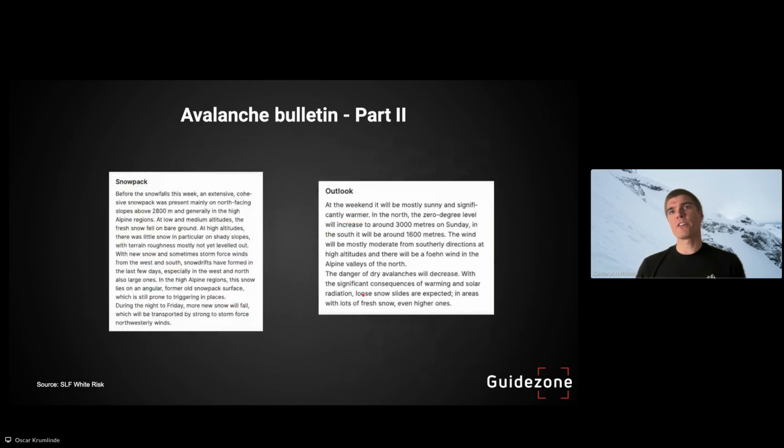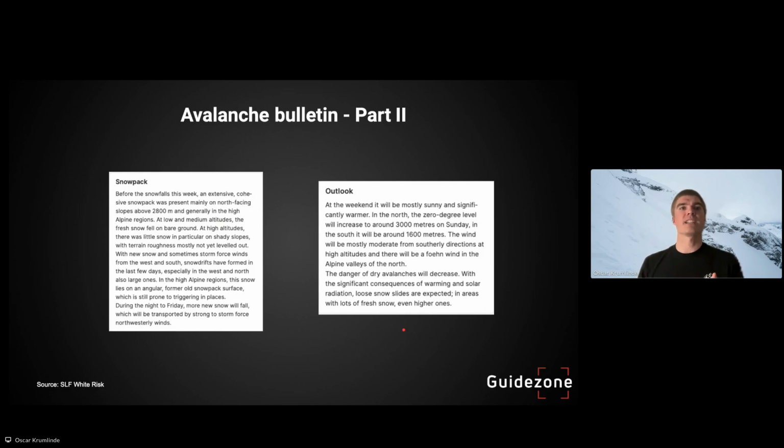You also have additional info in the bulletin. They describe the snowpack, which is very relevant for you to understand where the weak layers are present, and at what angles I need to look out for certain things. So if you're a bit more experienced and want to learn more, I think it's hugely helpful to actually read the snowpack description as well. And then they give you an outlook, how they think the conditions will change within the coming days. This gives you an opportunity, if you're planning something for the weekend, by Wednesday you can start to create an idea of what is going to occur.